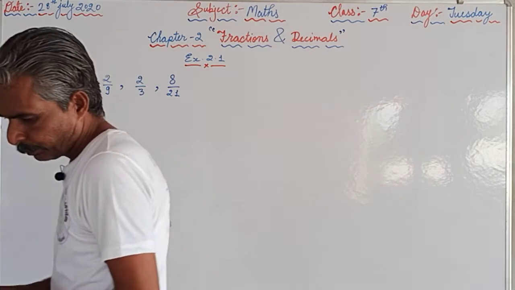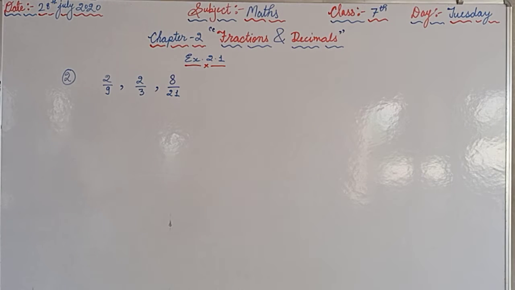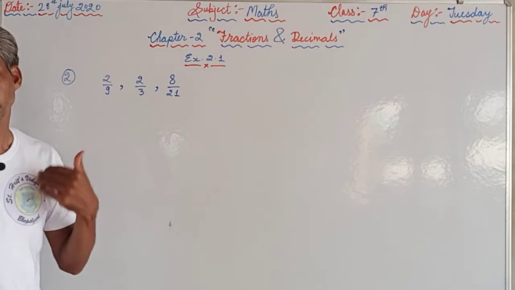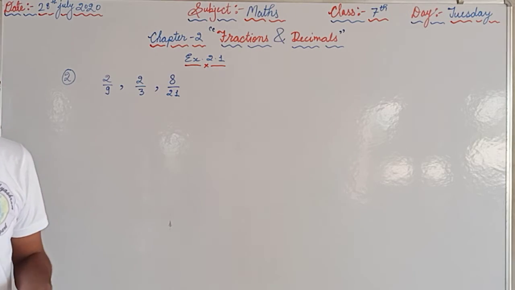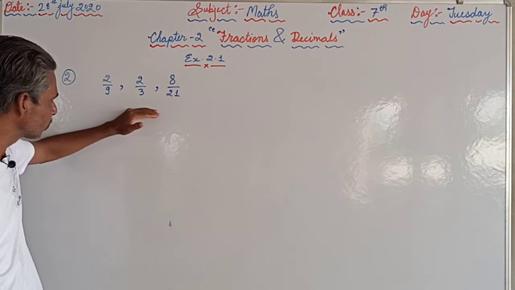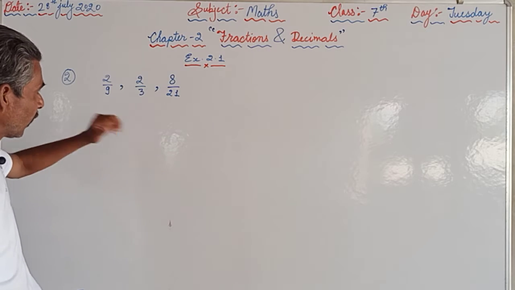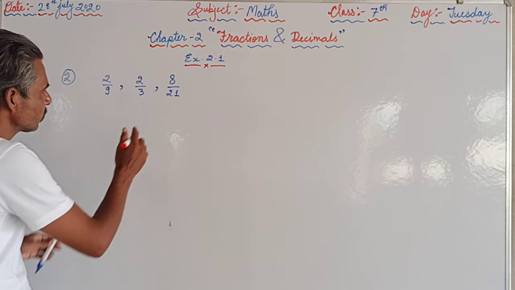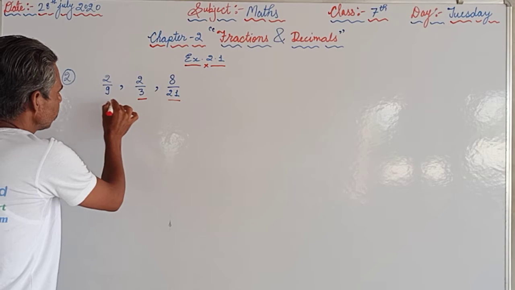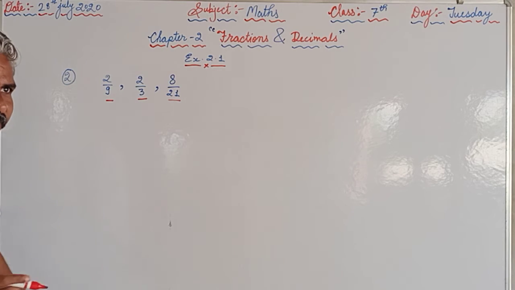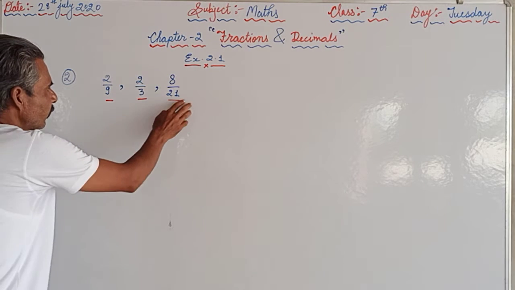First of all, we have to observe whether the given fractions are like or unlike fractions. These are all unlike fractions. Why unlike fractions? Because the denominators are different: 21, 3, 9. All three are different. That's why these are unlike fractions.